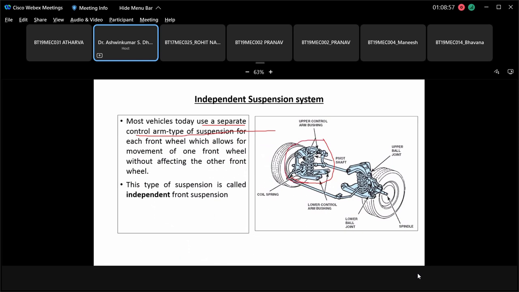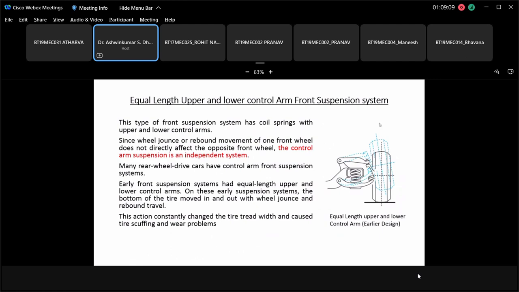So these things are attached to the lower control arm bushing. These are attached to the system frame here. Okay, now we are going to see this clearly. Now this is going to show you an equal length upper and lower control arm front suspension system.